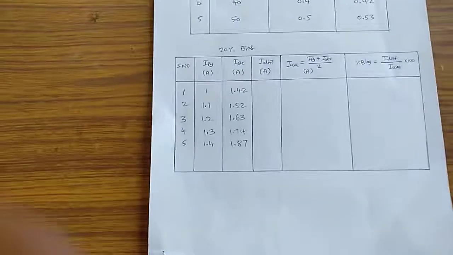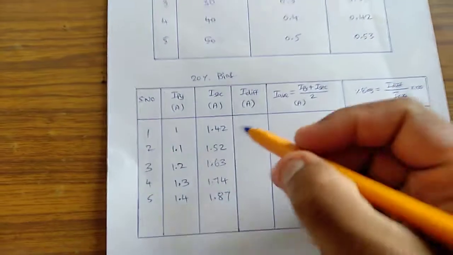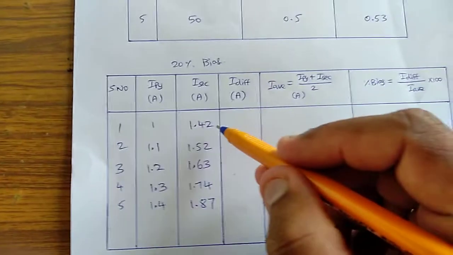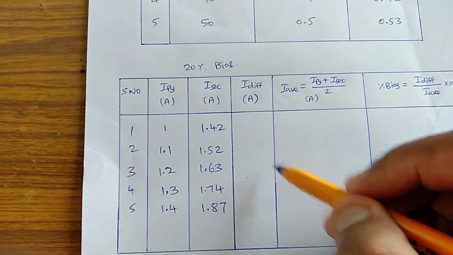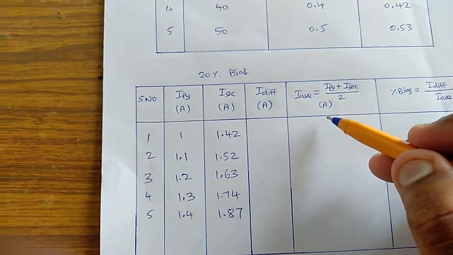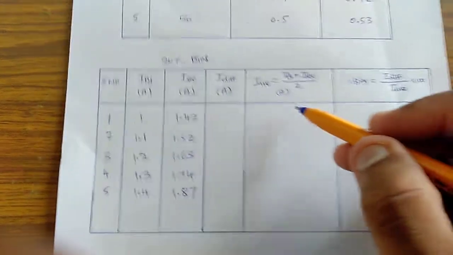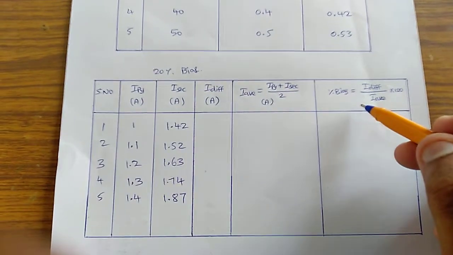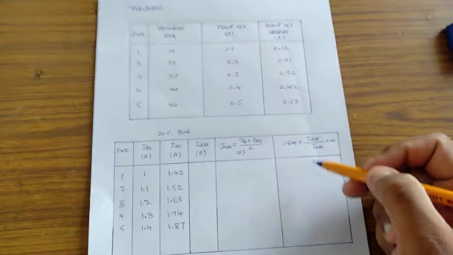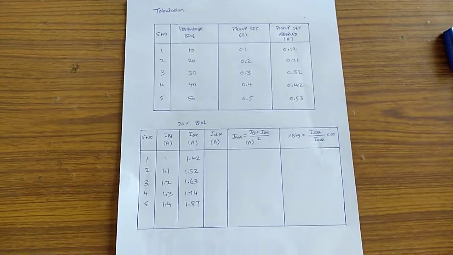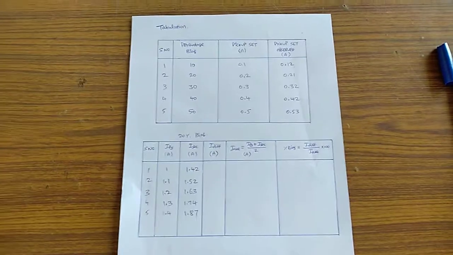Now the readings have been noted. So here in this column, the difference in current between primary and secondary has been calculated, and then the average value has also been calculated using this formula. From this, the percentage bias of the differential relay can be calculated like this. So that's all about the operation of the differential relay. Thank you.